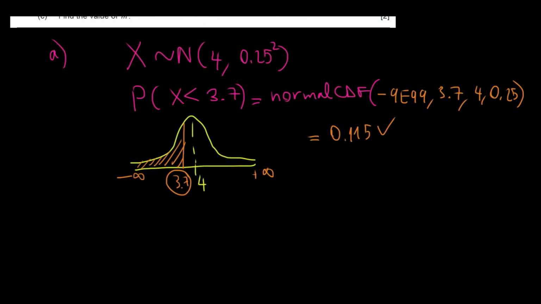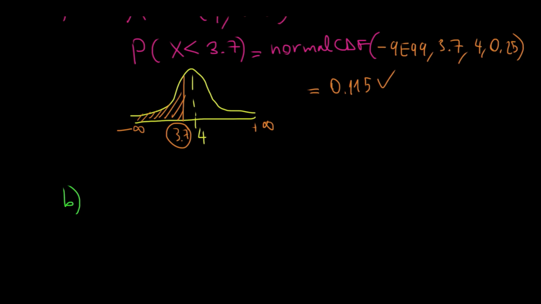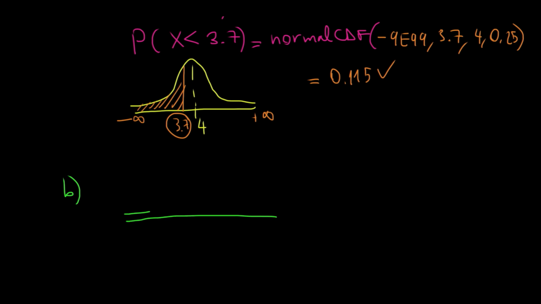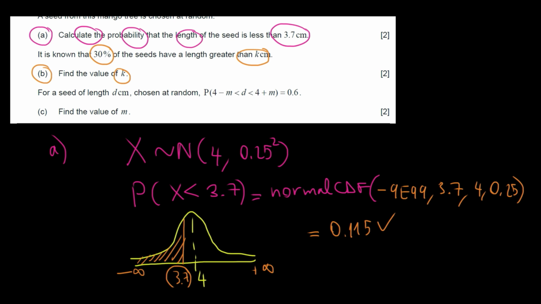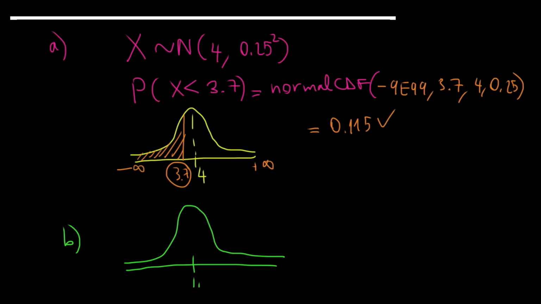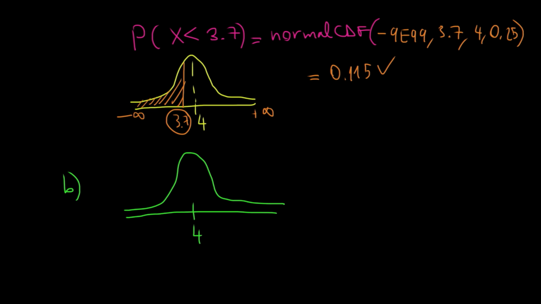Okay, so question B. I'm going to draw this because I like to draw normal distributions, it makes it easy to follow. I have my 4 over here. Then I have 30% of the seeds have a length greater than k. I have a certain k value and I want 30% to be above that. I know that half of this and the other half is going to be 50% each, because this is a symmetrical distribution. I just want 30%. Let's say, hypothetically speaking, this would be our 30%. So this is 30%. I want a certain value k over there.